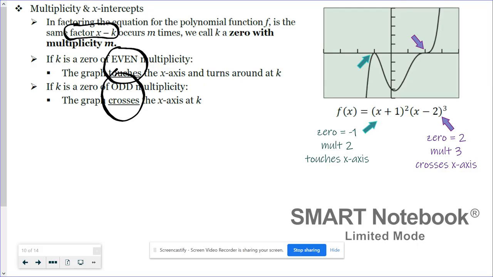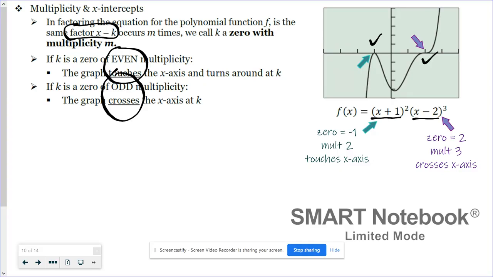So if you look at this example here, the factor (x plus 1) squared tells me the x-intercept, or the zero, is -1. And since the multiplicity is 2, it touches the x-axis and bounces off. And that is exactly what's happening right here at -1. The factor (x minus 2) cubed tells me that the x-intercept is 2. And since the multiplicity is 3, it's crossing the x-axis at that point.